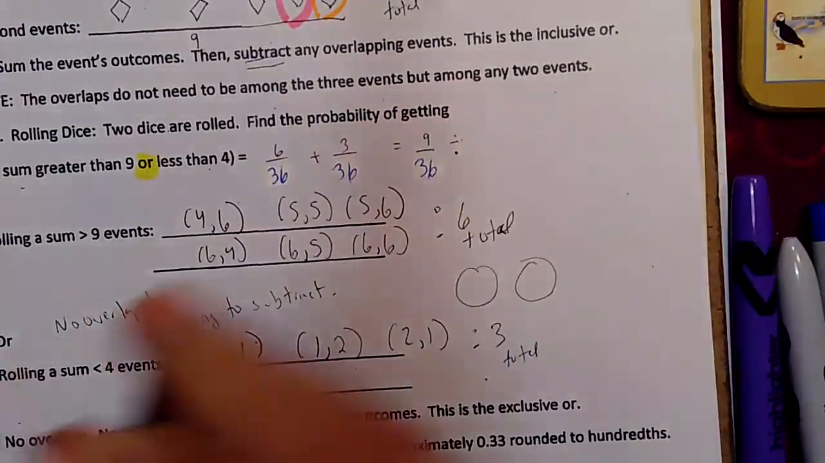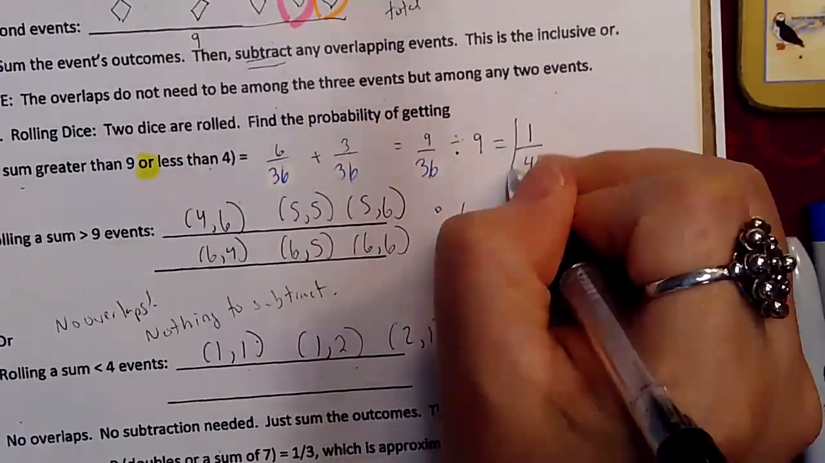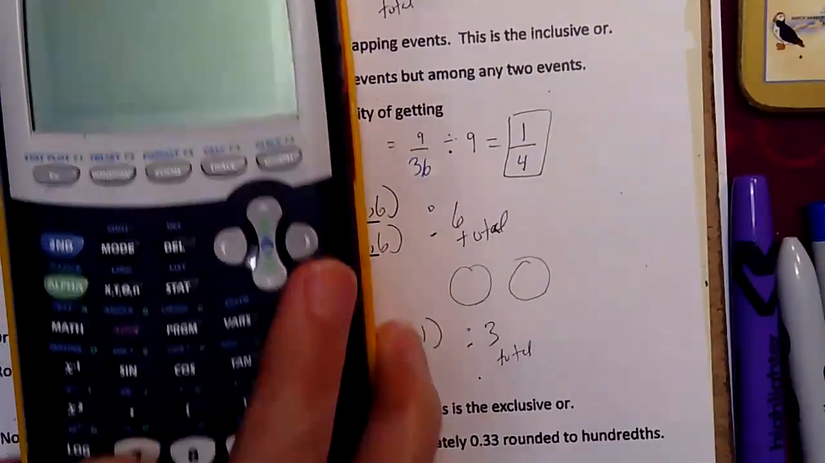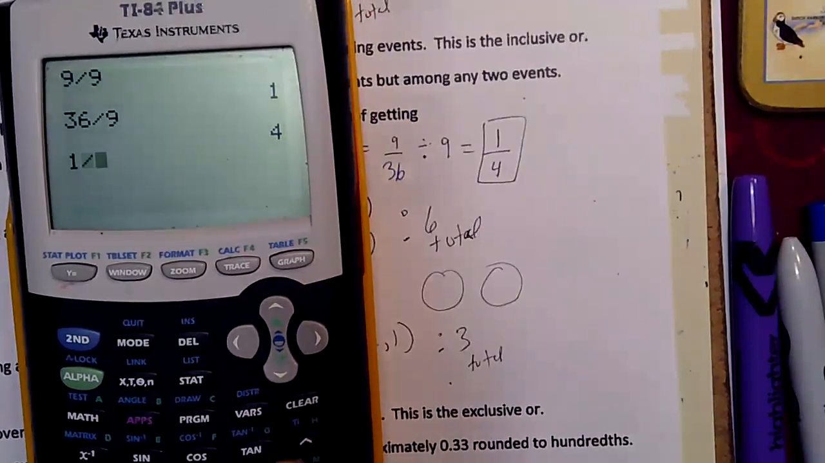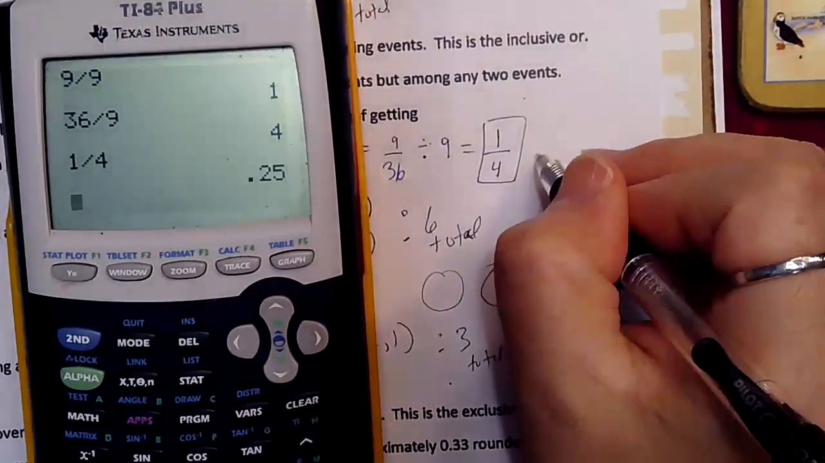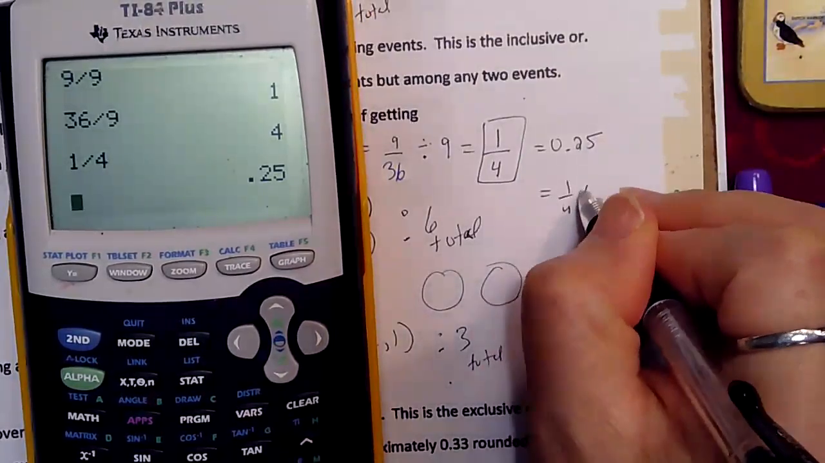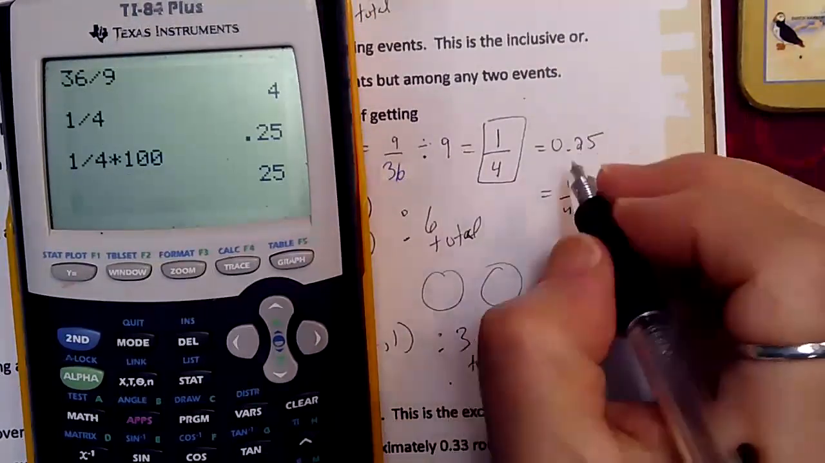And then that reduces by 9. 9 divided by 9 is 1. 36 divided by 9 is 4. Okay. And then 1 divided by 4 is 0.25. And 1/4 times 100%. 1 divided by 4 times 100 is 25%.